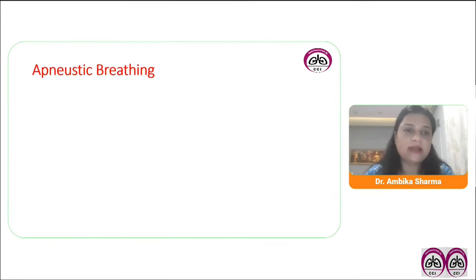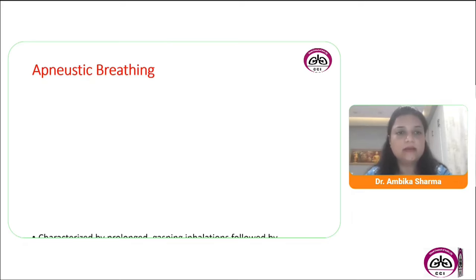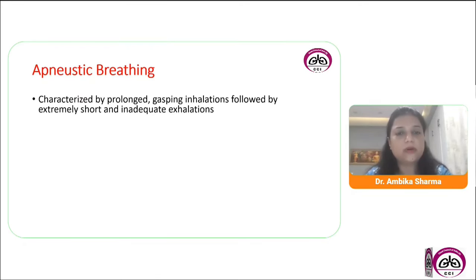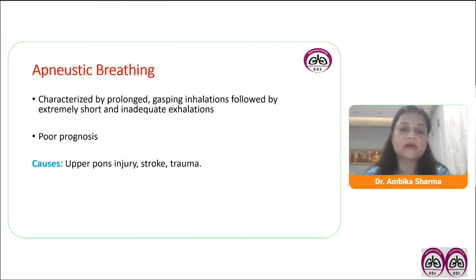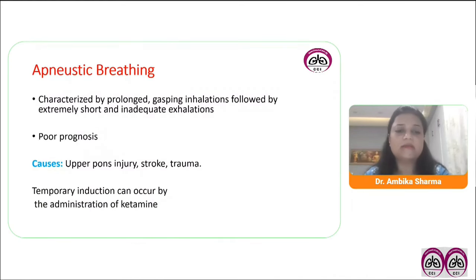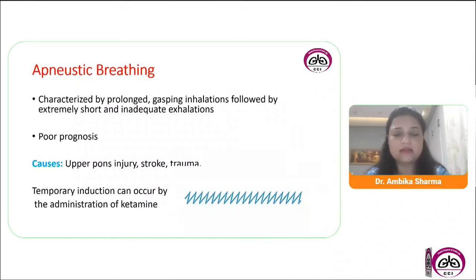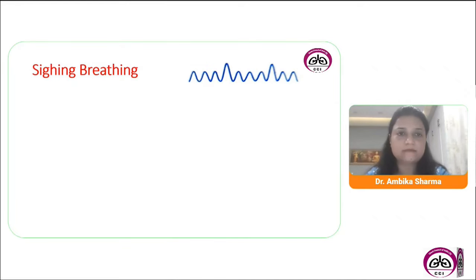Coming to the next breathing pattern, which is apneustic breathing. This is characterized by prolonged gasping inhalations followed by extremely short and inadequate exhalations. This also has a poor prognosis because the injury is at the pons, from stroke or trauma. Temporary induction can also occur with the administration of ketamine. And this is the graphical representation of how the breath looks.